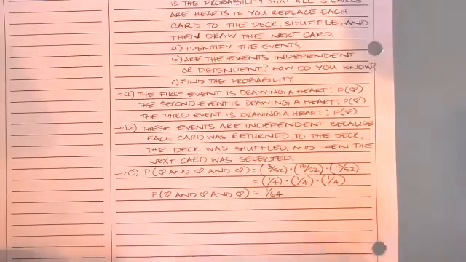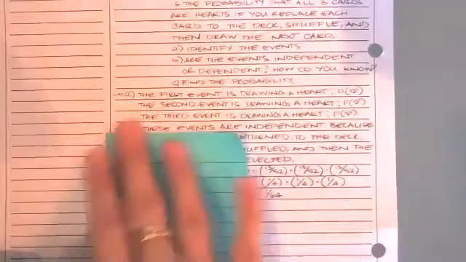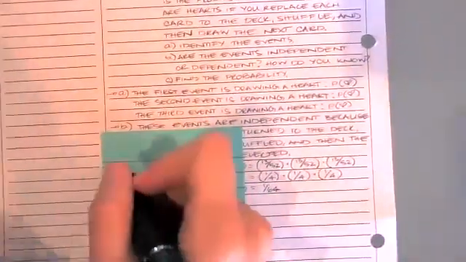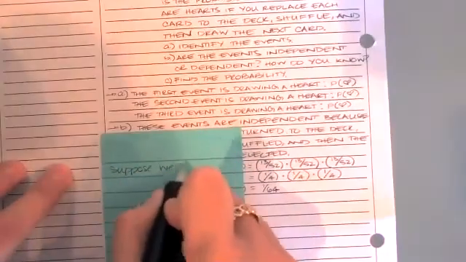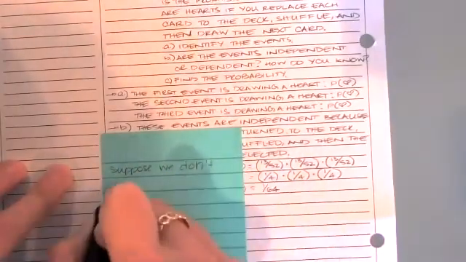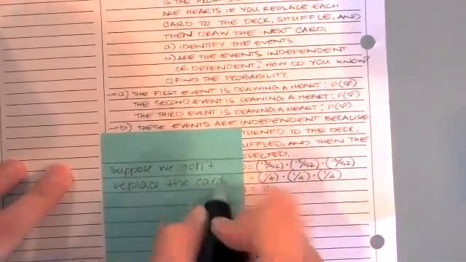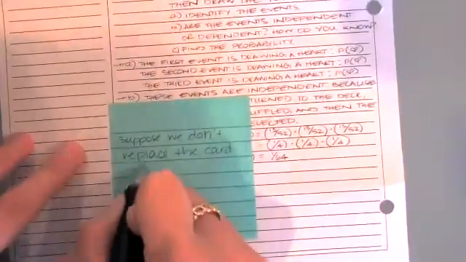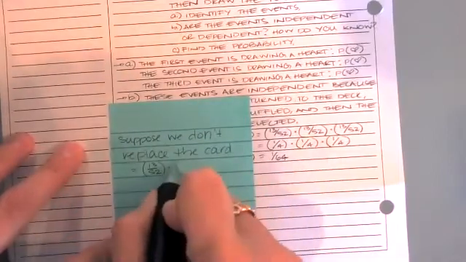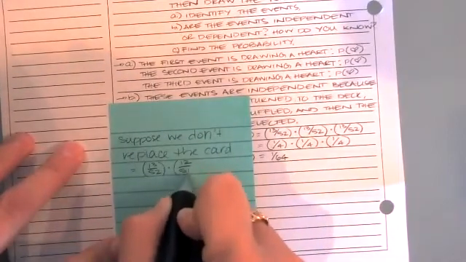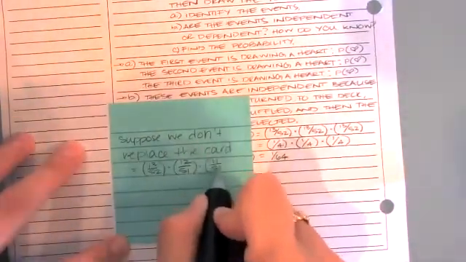As Jared was saying, if we draw a heart out and we don't replace it, suppose they're dependent. Then in that case, it would be 13 out of 52 for the first card drawn. But then we would have 12 out of 51 total cards for the second card, and then 11 out of 50 for the third card.